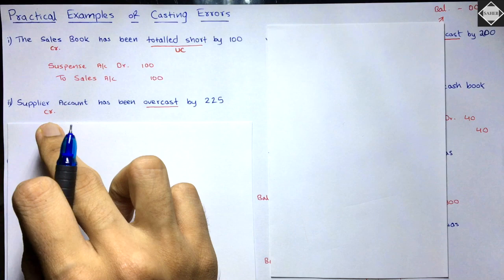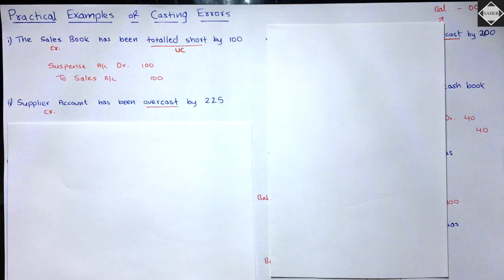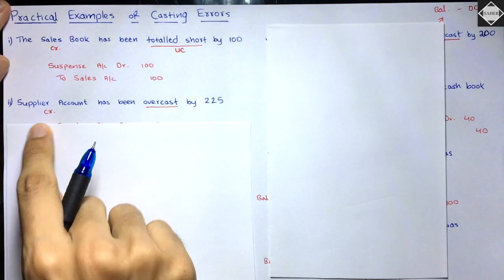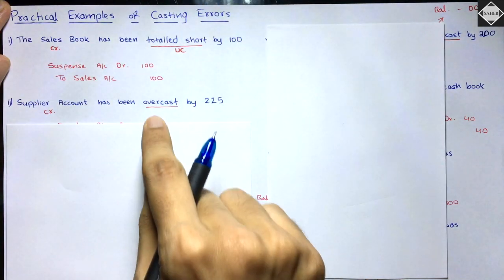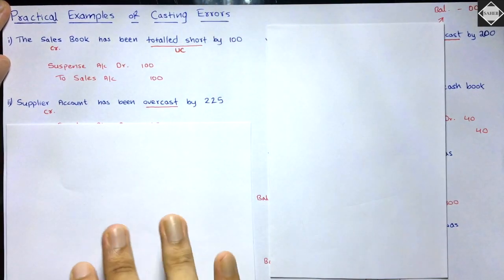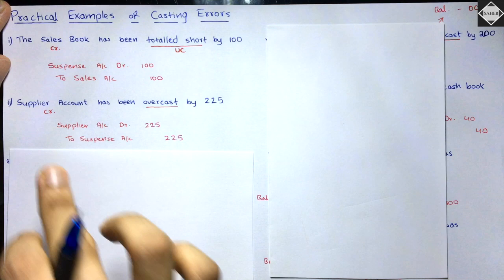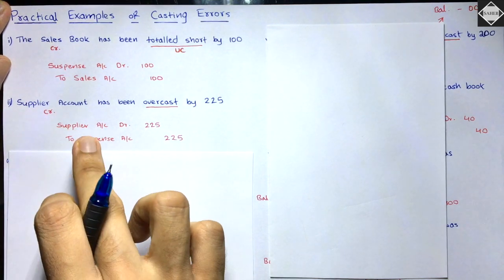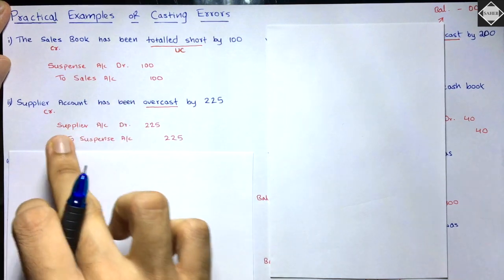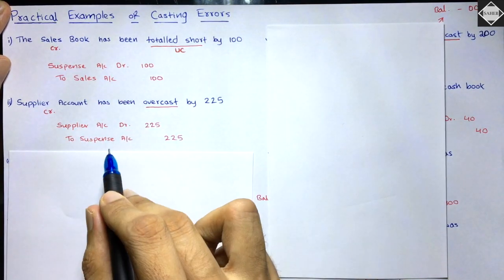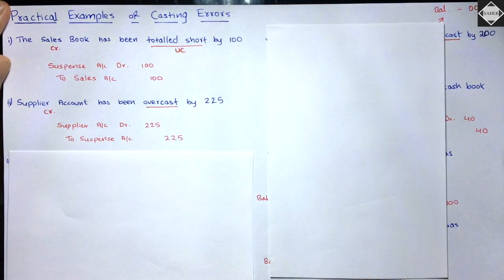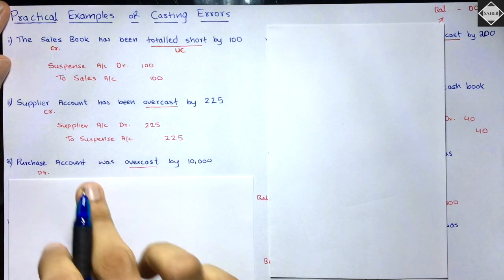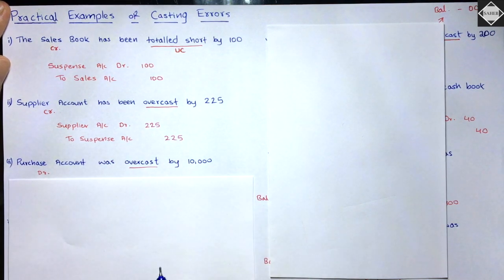So supplier account is a creditor account, payable account, liability account. It has a credit balance. What you have to do? You have to decrease it. Overcast means reverse, decrease it. So how will you decrease? You will debit the supplier account because supplier account has a credit balance. When you debit it, it will decrease. Supplier account debit 225. Complete the entry with the suspense account. Fine.